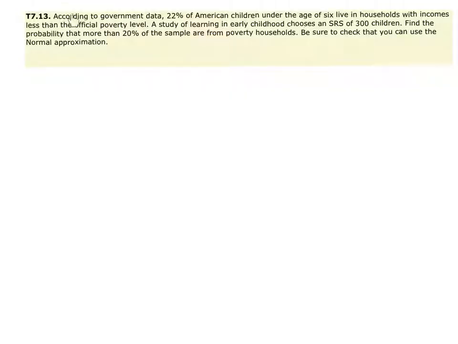Question 13. According to the government data, 22% of American children under the age of 6 live in households with incomes less than the official poverty level. A study of learning in early childhood chooses an SRS of 300 children. Find the probability that more than 20% of the sample are from poverty households. Be sure to check that you can use the normal approximation.